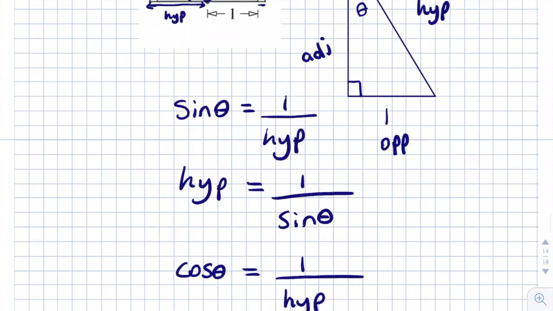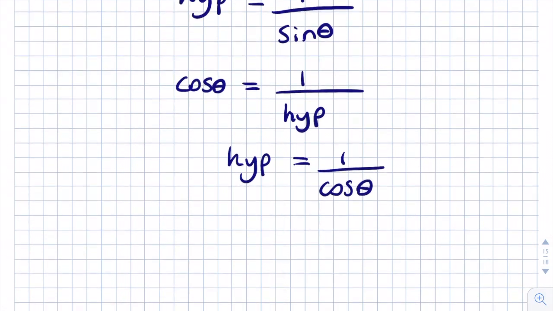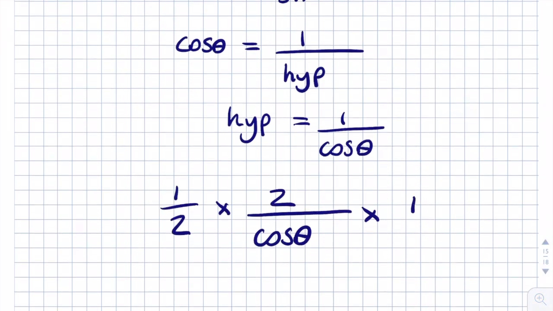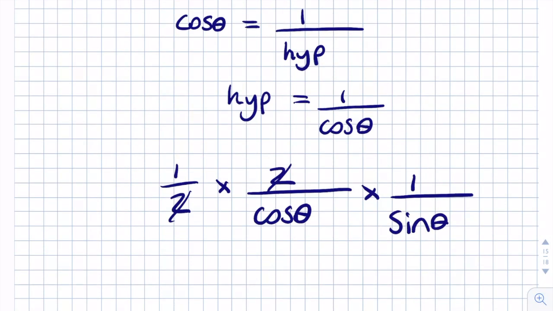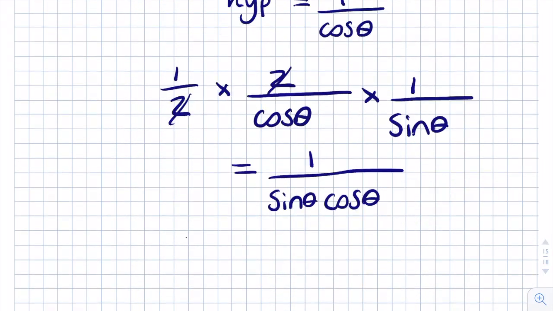And if we rearrange this to find the hypotenuse, we get 1 over cos theta. So therefore, we've now got all the components in order to work out the area of this triangle. The area is going to be a half base times the height. Well, the base is going to be twice of 1 over cos theta. So it's going to be half multiplied by 2 over cos theta times the height, which is 1 over sine theta. Those 2's are going to cancel out, and you are just going to be left with 1 over sine theta cos theta, which is answer E. Therefore, answer equals E.